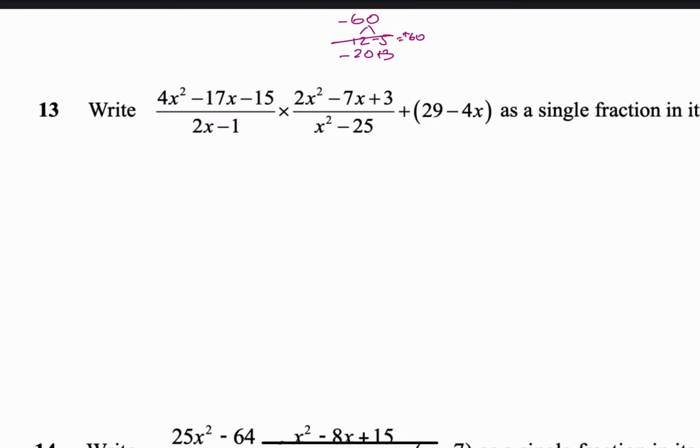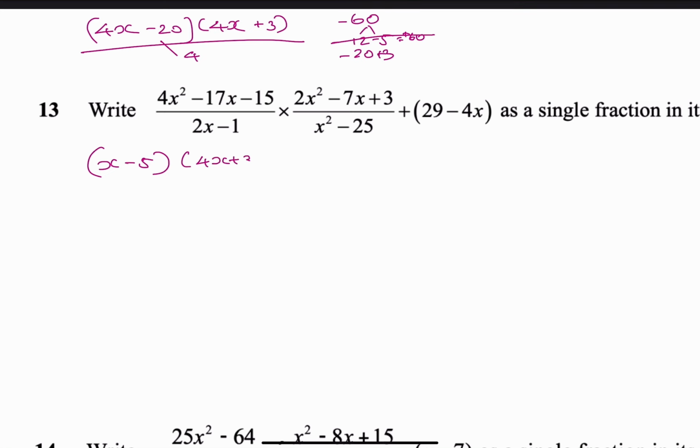So 4x minus 20, 4x plus 3, all divided by 4. 4 will divide here, which will make it x minus 5. And the other one is 4x plus 3 over 2x minus 1. I don't need to switch it, it's times anyway, so it's perfect.